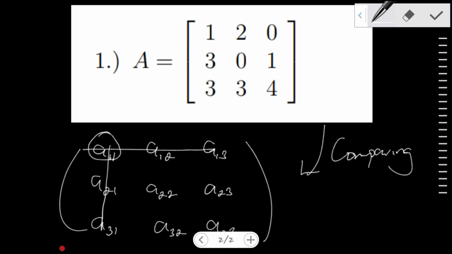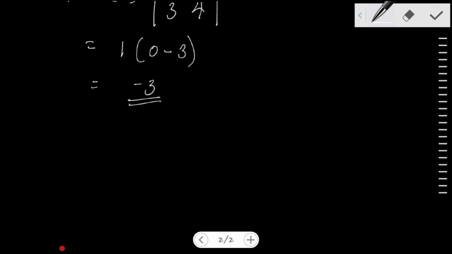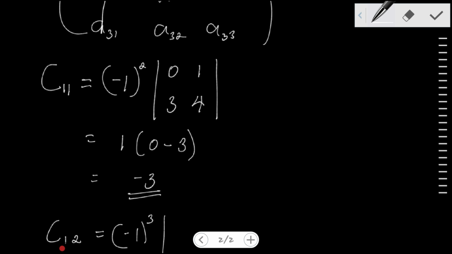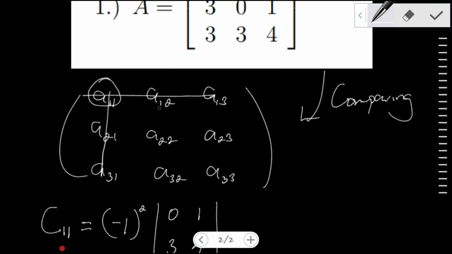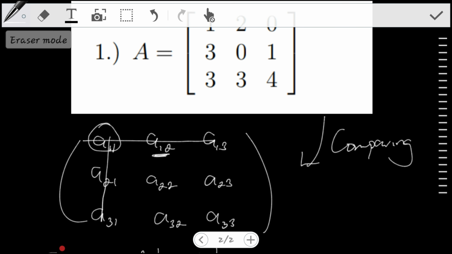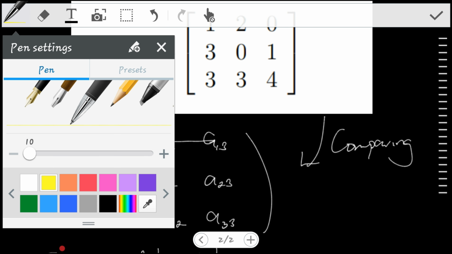Now let's get the cofactor of 2, which is C1,2, which will be equal to -1 power 1 plus 2, you're going to get 3. Then we want to form the minor matrix. Now we are on 2, so here, let me mark this out. Let's say, let me use yellow.